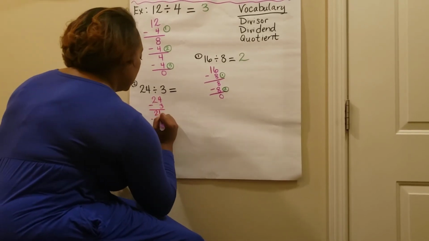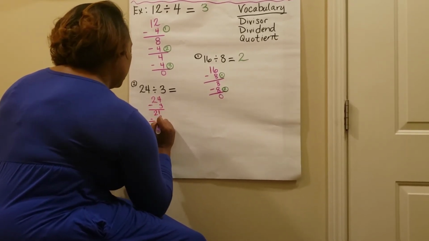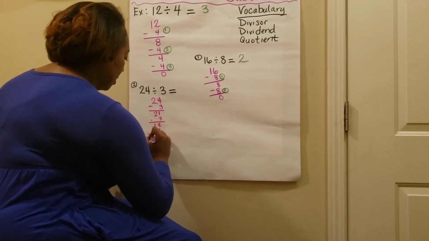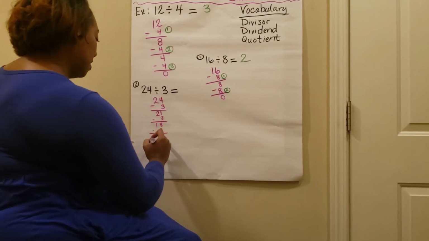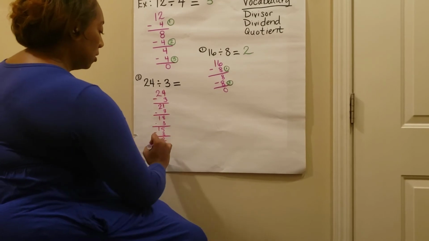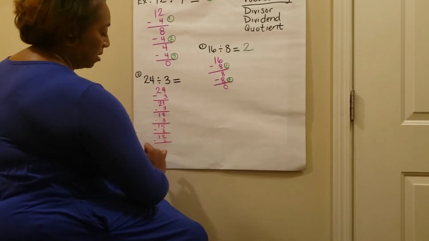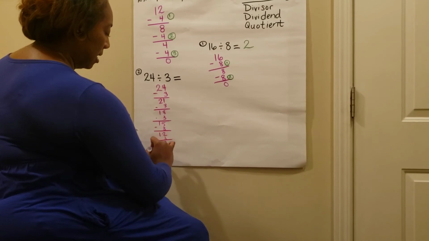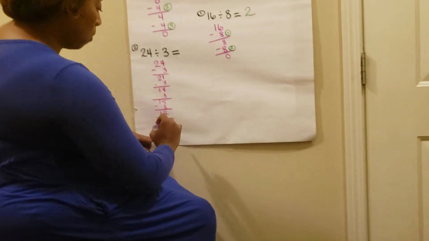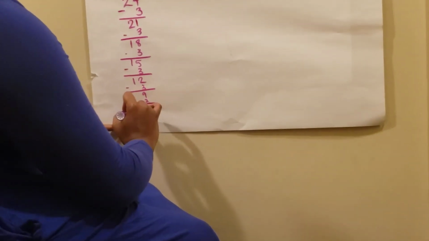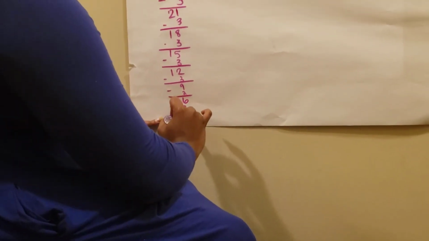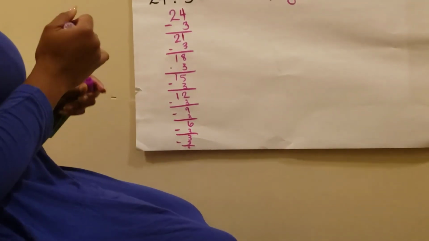21 minus 3, 18. 18 minus 3, 15. 15 minus 3, 12. 12 minus 3, 9. 9 minus 3, as you see, I'm writing small so I don't run right on my wall. 6. 6 minus 3, 3. And 3 minus 3, 0.